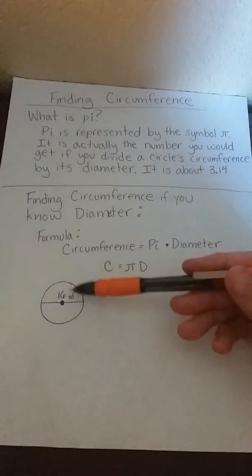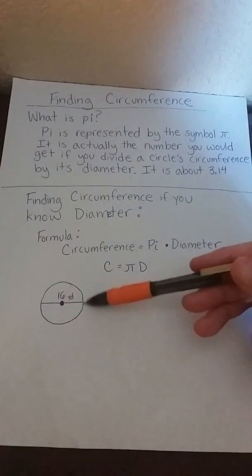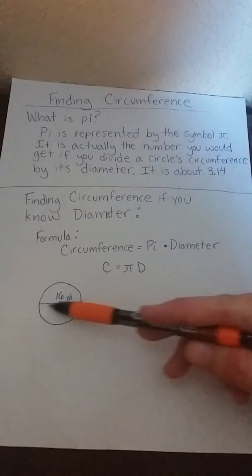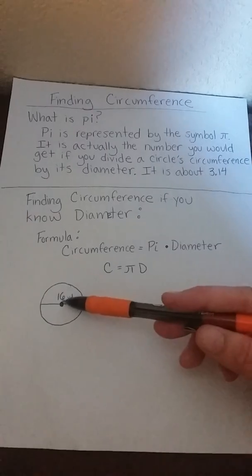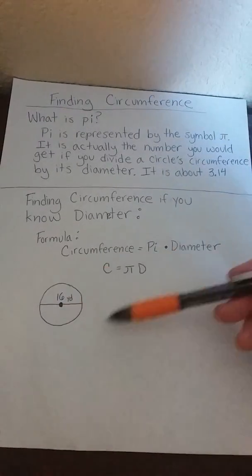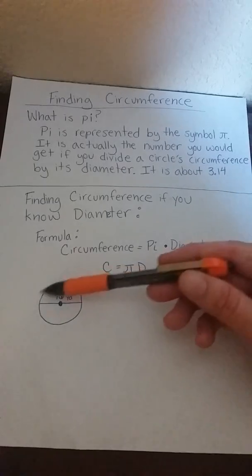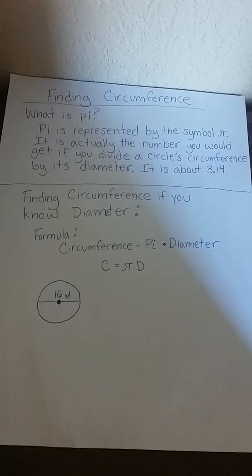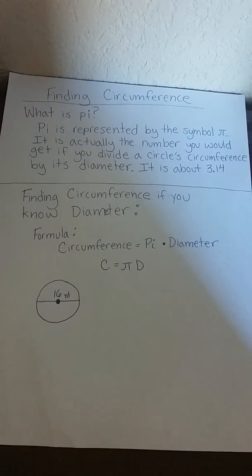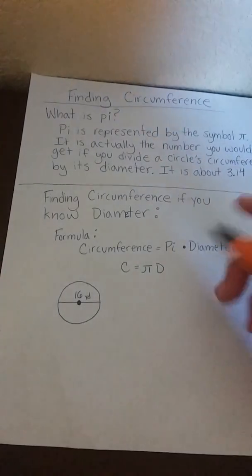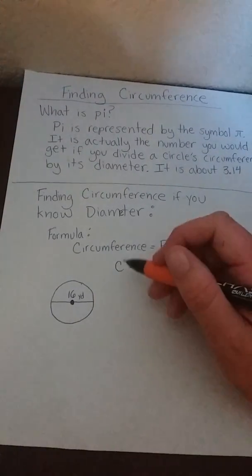Now, in this circle, the diameter is 16. You can tell it's a diameter because it goes all the way across the circle, going through the center point. If I want to find the circumference of this circle, if I want to find all the way around it, I don't have to measure it. I can use the fact that the diameter is 16 and the fact that I know that pi is always about 3.14, and I can just plug things into my formula.